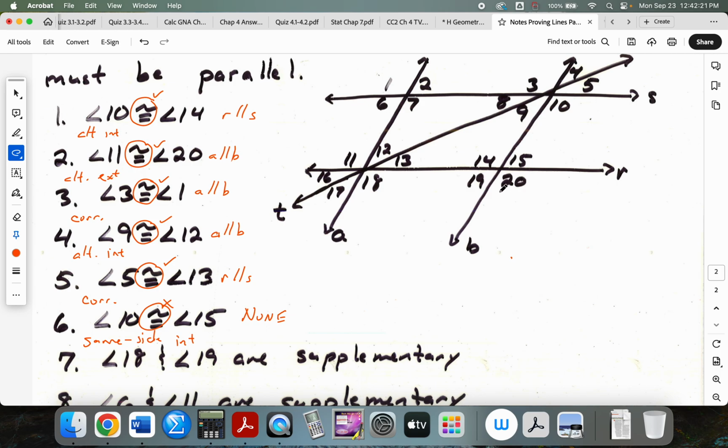All right, so let's look at 18 and 19. The transversal is R. The other side of 18 is A. The other side of 19 is B. What type of angles are these? Same side interior. This time, do they have the correct relationship? Yes. So this is going to be A is parallel to B.